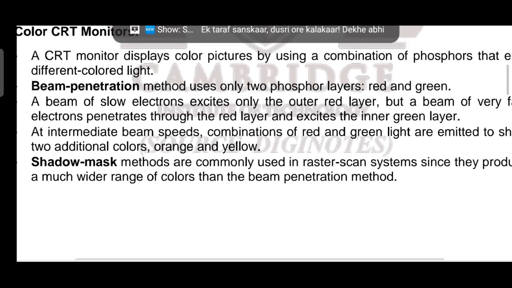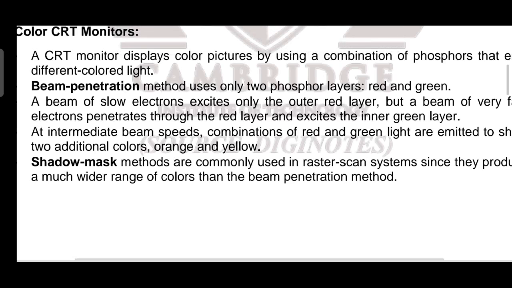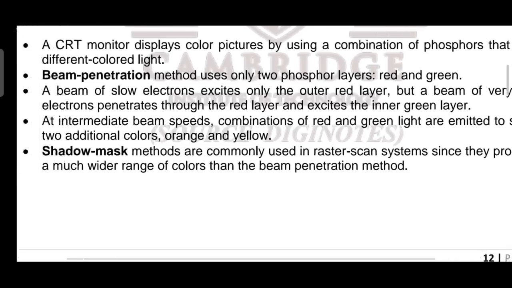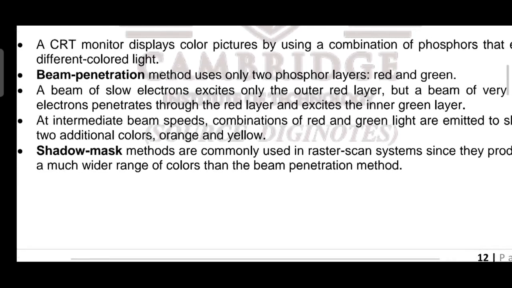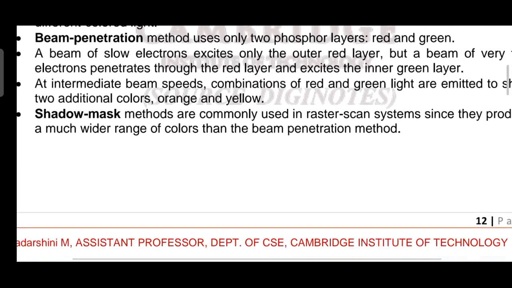One more we have, that is the shadow mask method. So this method is commonly used in raster scan systems, since it produces a much wider range of colors than the beam penetration method. Especially in case of shadow mask, three different colors we are considering: red, green, and along with them one more, blue. Okay, so with this combination of red, green, and blue, two additional colors each time, so almost six or seven different colors will be obtained.